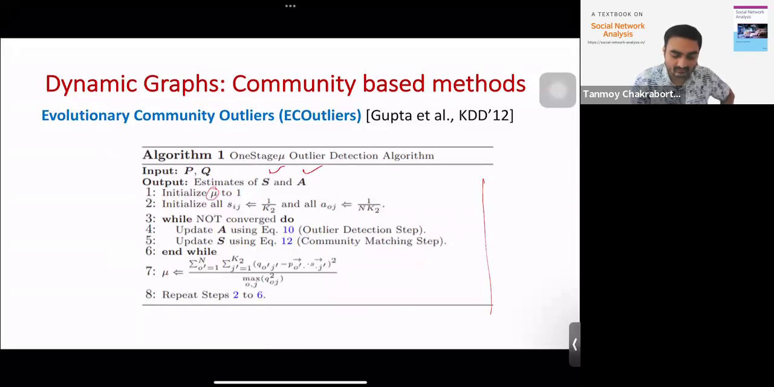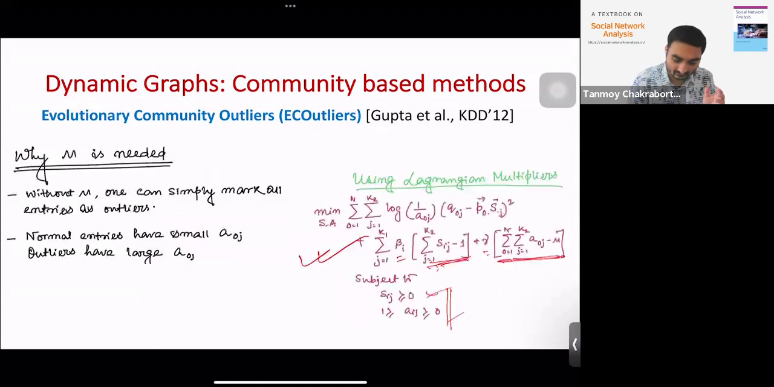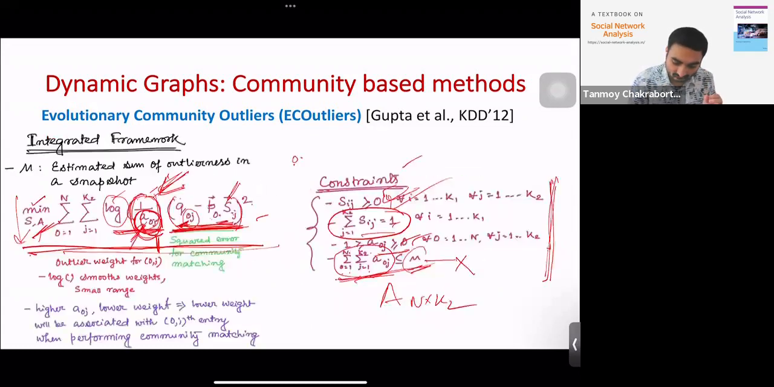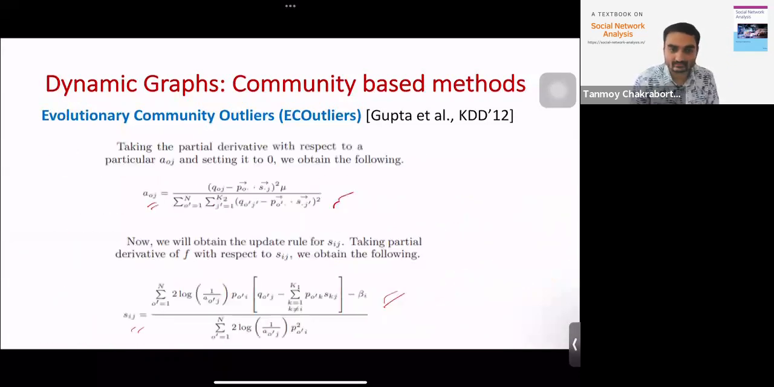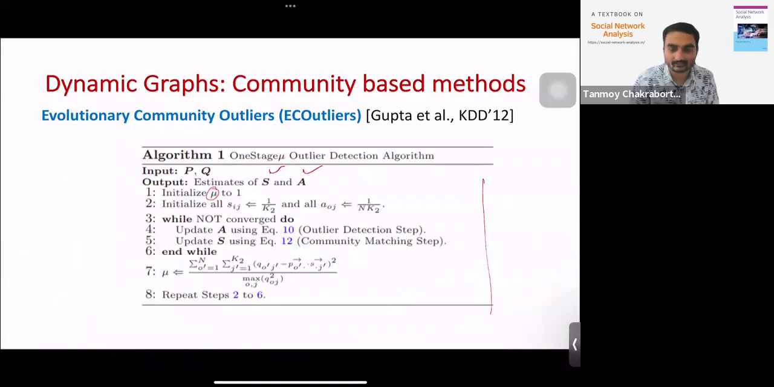So mu is something which is unknown to you. Mu is what? This is mu, right? Mu is the sum of all the entries of A, all the outlierness scores of the system, right? This you can either define manually, or here they suggested an automated approach. What they suggested is that you initialize mu with 1.